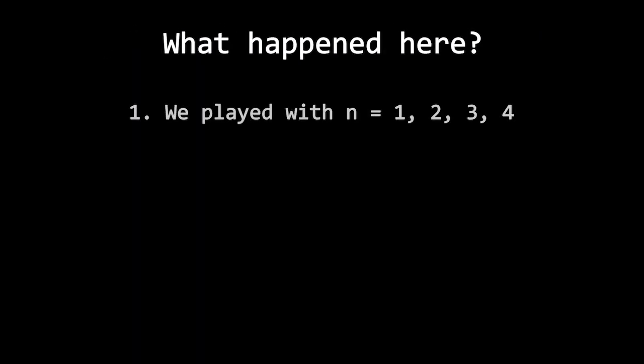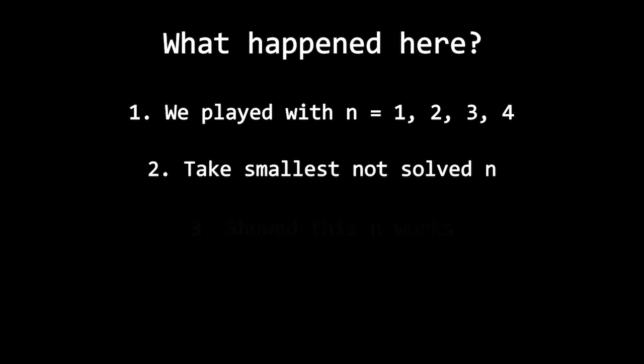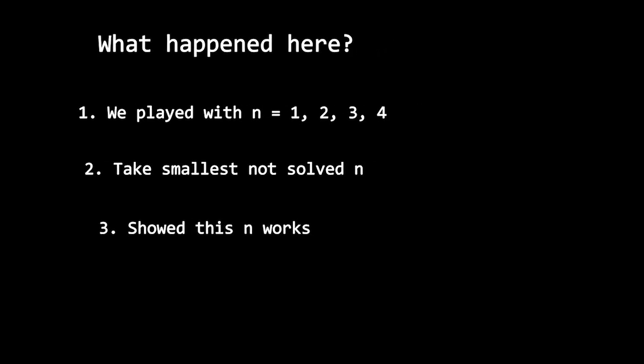So what happened here? To sum it up, we first solved a couple of cases showing this thing worked out, namely n equals 1, 2, 3, and 4. Then we assumed that there was some n for which it doesn't work yet, and took the smallest such n. And then we showed that we can make it work for this n. This is the essence of induction. The major difference is in some terminology and approach.